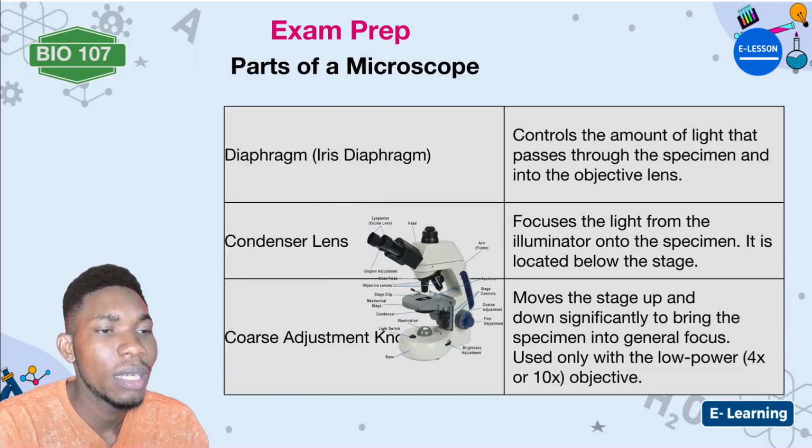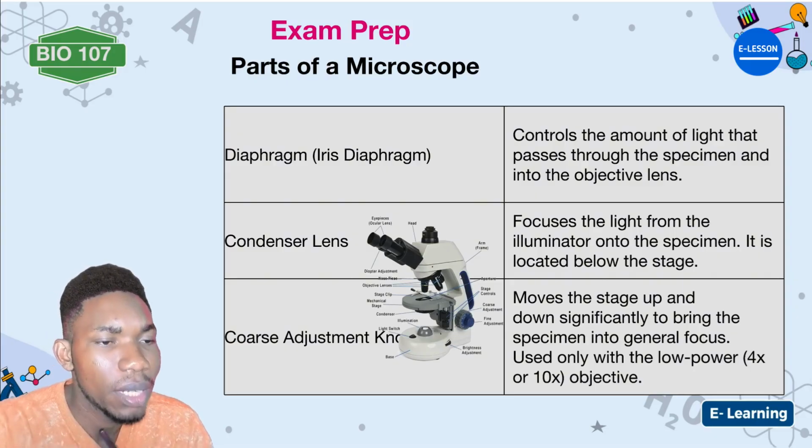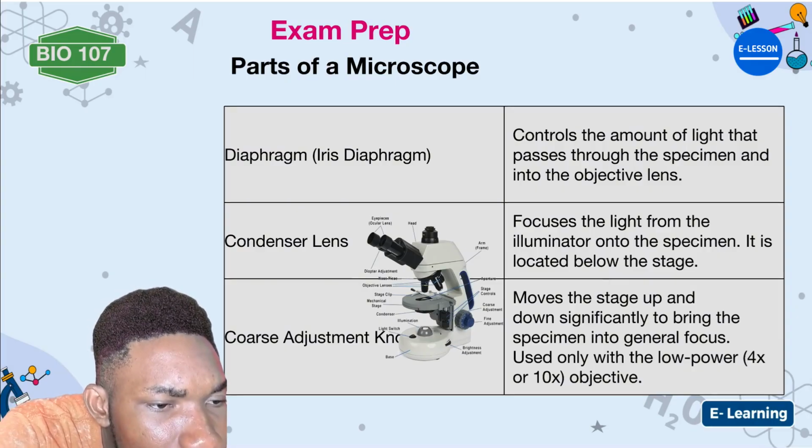Is that okay? Now, the diaphragm, iris diaphragm. The diaphragm is what controls the amount of light. Are you getting it? That passes through the specimen and into the what? Objective lens.